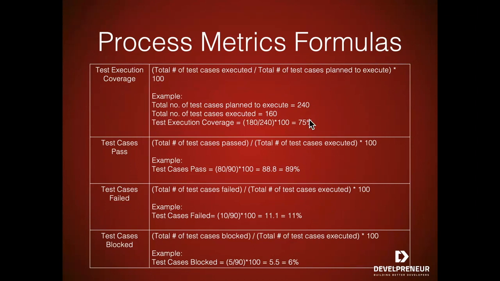Test cases passed: the total number of test cases passed divided by the total test cases executed. 80 divided by 90. So you have an 89% pass ratio.